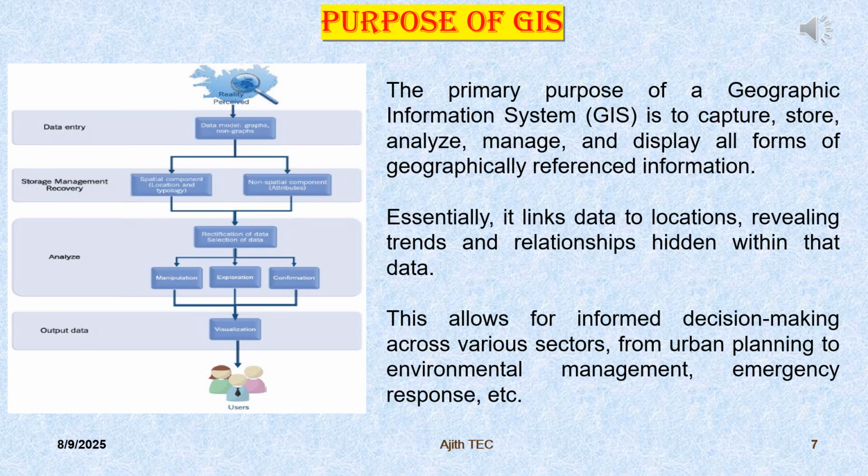Purpose of Geographic Information System. The primary purpose of a geographic information system is to capture, store, analyze, manage, and display all forms of geographically referenced information. Essentially, it links data to locations, revealing trends and relationships hidden within that data. This allows for informed decision-making across various sectors, from urban planning to environmental management, emergency response, etc.